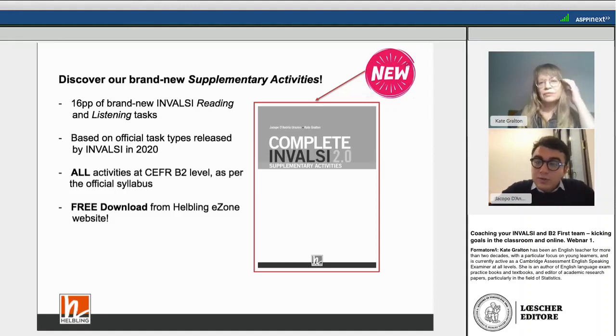So, in order to ensure that both teachers and learners get the most up-to-date resource to prepare for the INVALSI English language test, Helbling Languages and ourselves have decided to offer you this supplementary booklet, which contains all activities at B2 level as per the official syllabus released in 2020. Basically, this booklet is available for download from Helbling eZone for both teachers and learners who decide to adopt and use Complete INVALSI 2.0 during their daily teaching and learning experience.